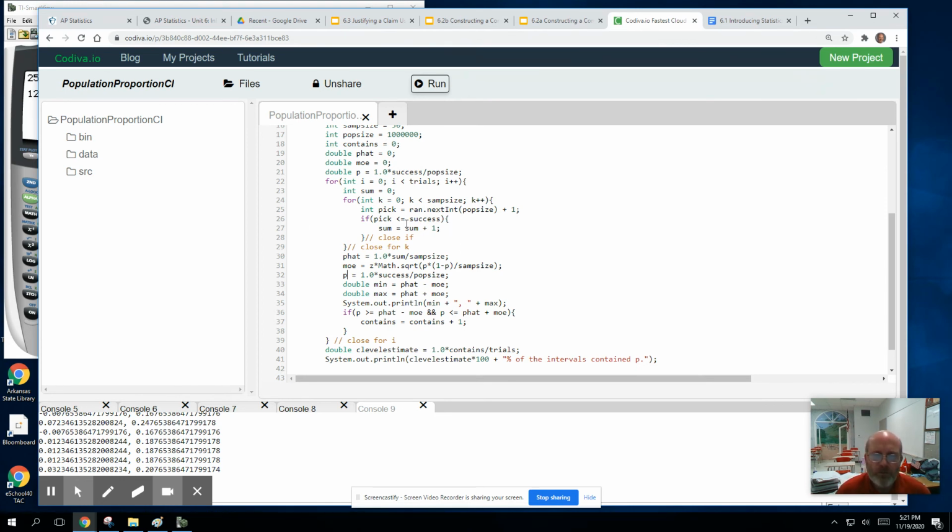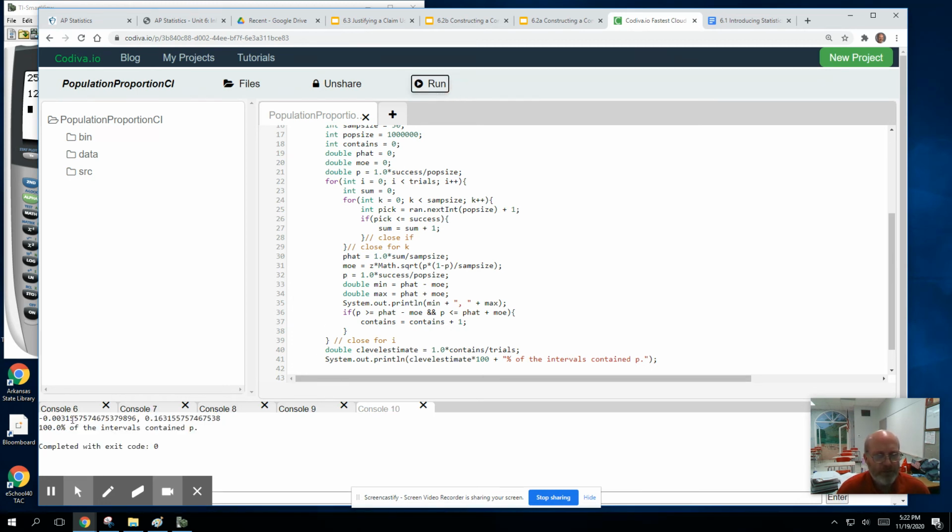All right, so anyway, this is going to generate a confidence interval. So I'm going to run this one time and show you what we're doing. We know the population proportion is 10%, 100,000 divided by a million. And this one came up with a confidence interval from negative 0.003 to 0.163.